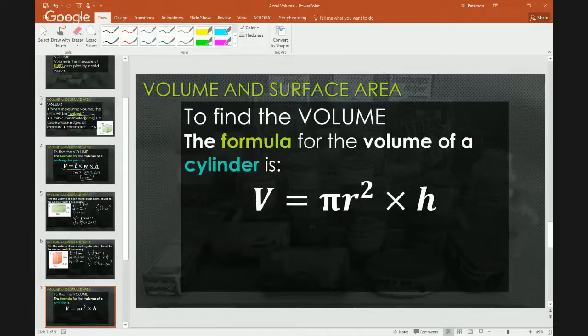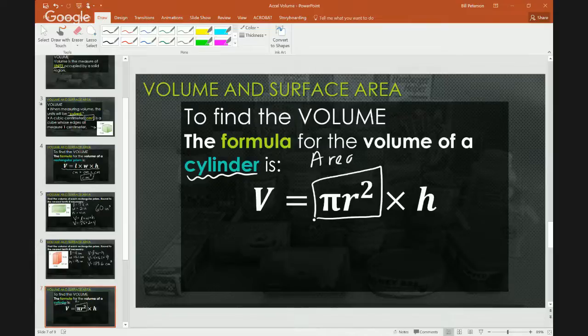Now when we're talking about volume, we can also find the volume of a cylinder or a can. This equation looks a little tricky, but we're going to break it down to better help you out. Volume is equal to this first part right here: pi times radius squared. That's actually the area of a circle. In dealing with cans, the bottom parts are the circles. All we're doing is taking the area of that circle and multiplying it by the height.